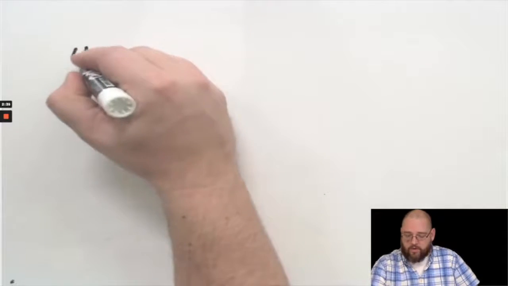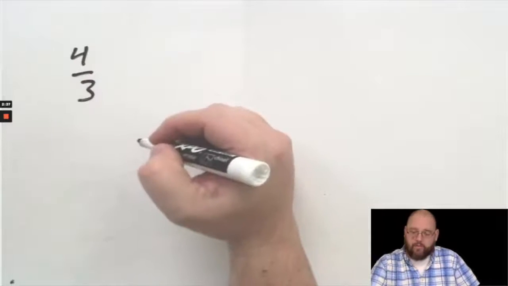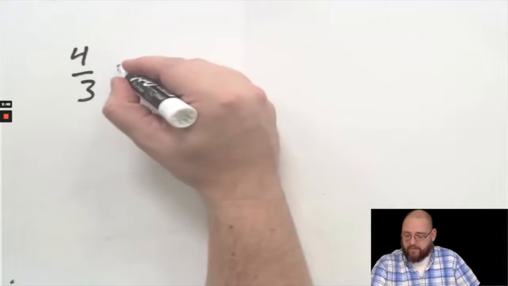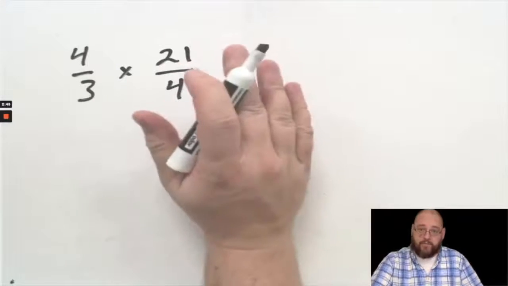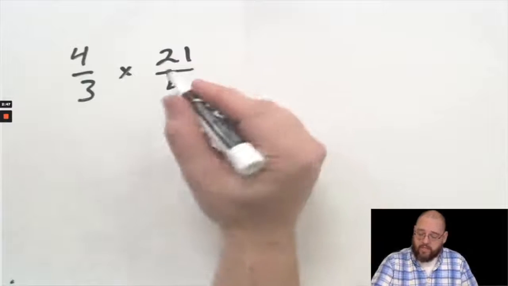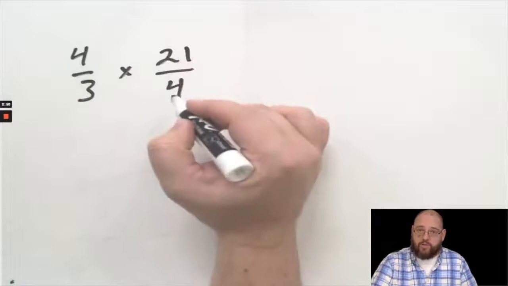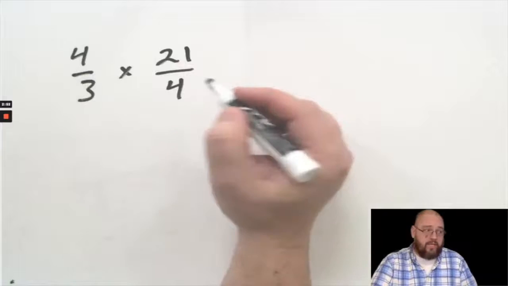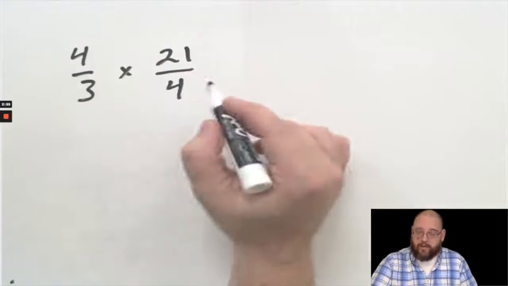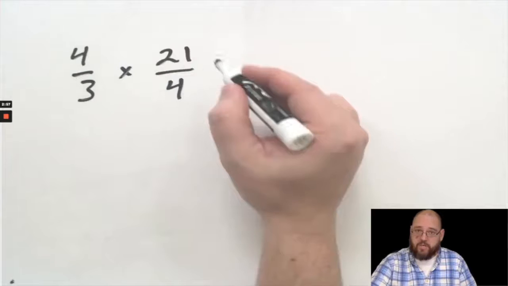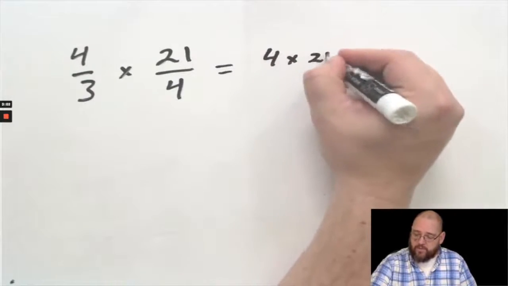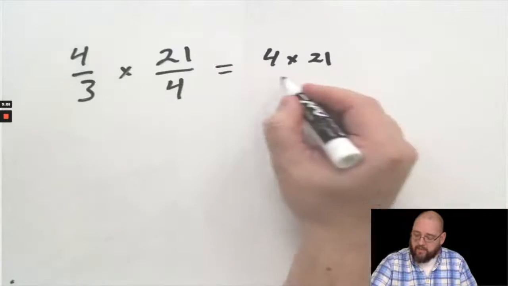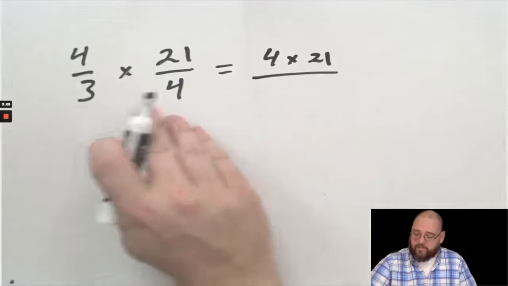So let's just take for a second that we have the fraction 4 thirds. And we're going to multiply that fraction by 21 over 4. I know, I'm getting weird, I'm giving an improper fraction, but 4 thirds times 21 fourths. Now, we all know, and we learned in grade school, that to multiply fractions, you multiply the numerators, the numbers on top. So that gives us 4 times 21 on top, and on the bottom we have 3 times 4.